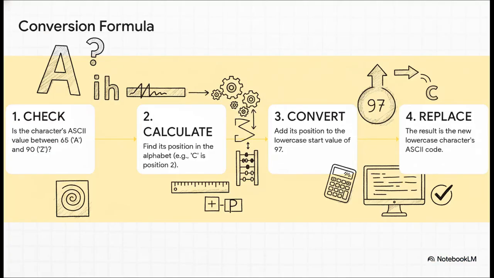And this is literally the 4-step recipe that programmers use. First, the computer asks, hey, is this character's number between 65 and 90? If the answer is yes, it knows it's an uppercase letter. Then it calculates its spot in line. You know, A is 0, B is 1, C is 2, and so on. After that, it just adds that position to 97, which is where the lowercase letters start. And voila, the new number is the ASCII code for the lowercase letter. It really is that straightforward.